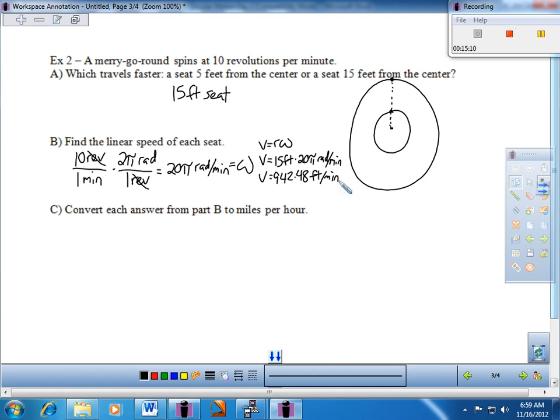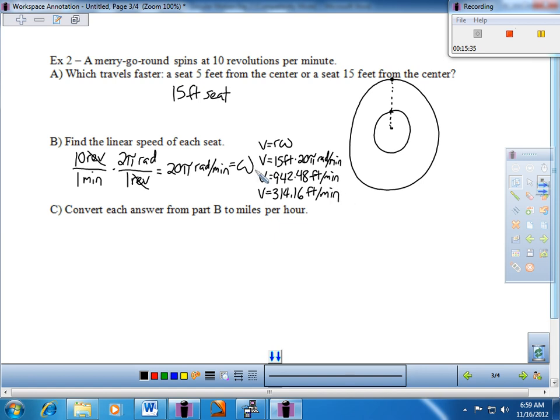Now the inner seat, of course, is just putting 5 in here and multiplying it by the W. And I'm hoping you did that one. And you would see, of course, again, the closer it is to the center, the slower that it goes. And in this particular case, I end up getting about 314.16, give or take, feet per minute. So those are your two linear speeds right there.